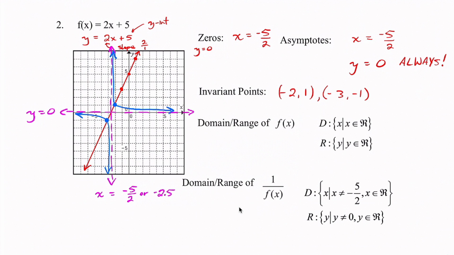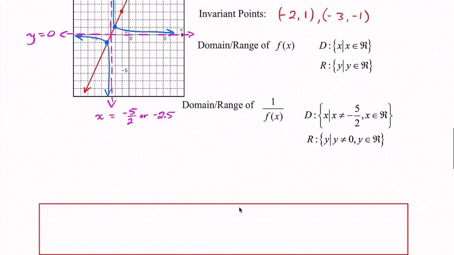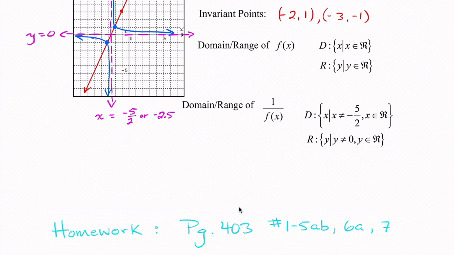If you tried that one on your own, hopefully you got most of that. Our textbook questions are just now here at the bottom. So it's on page 403, and for 1 to 5, you're doing just parts A and B.